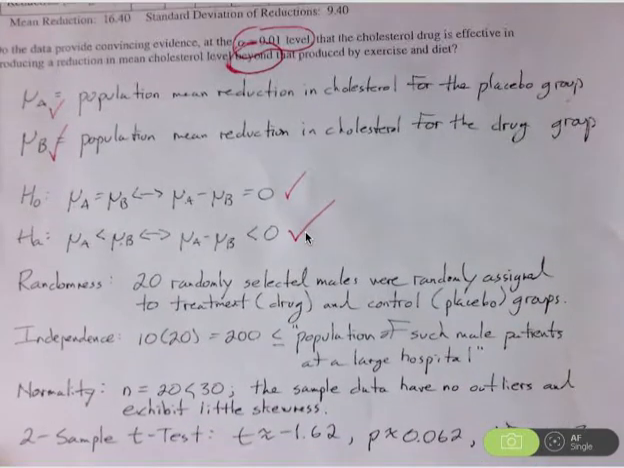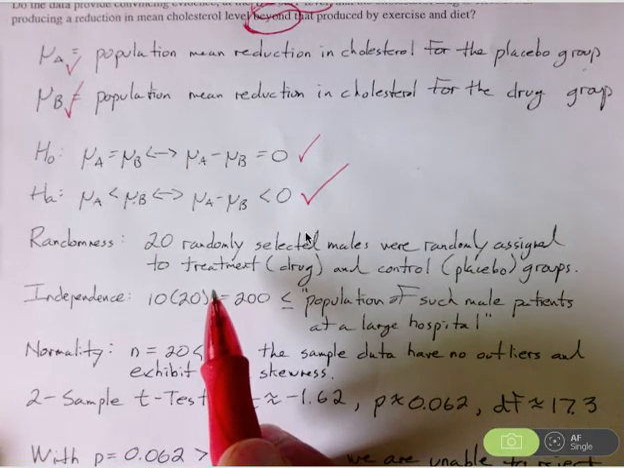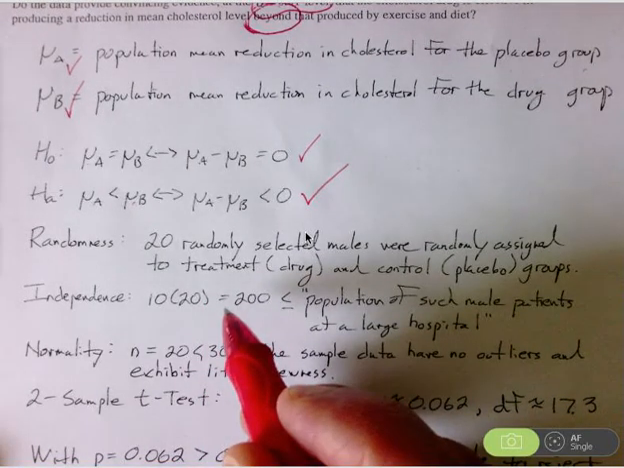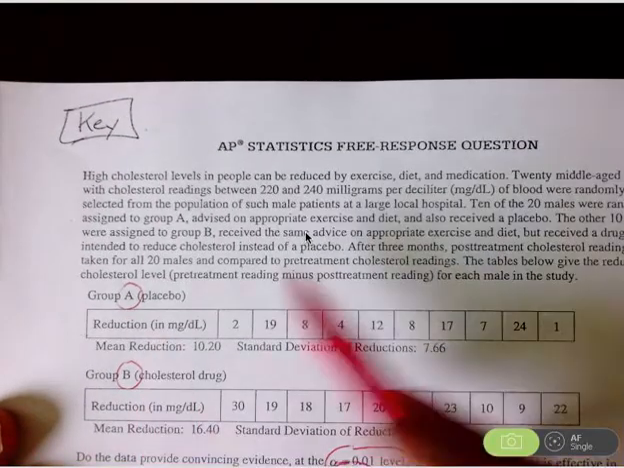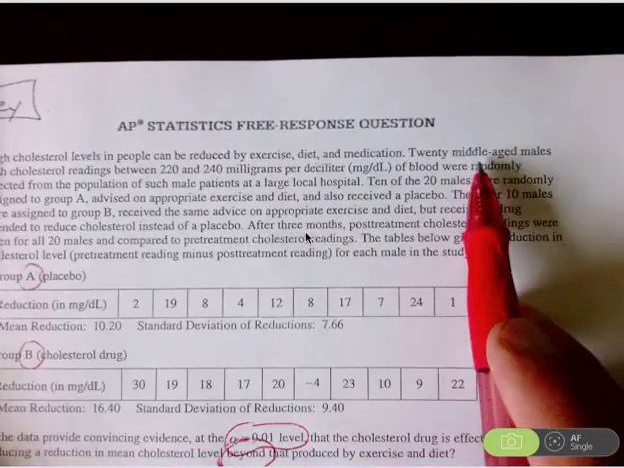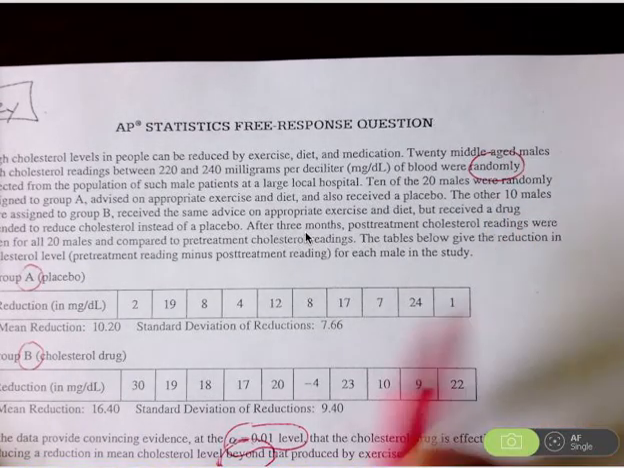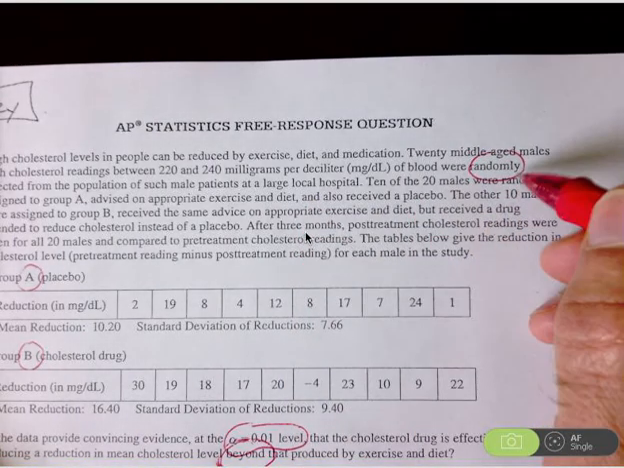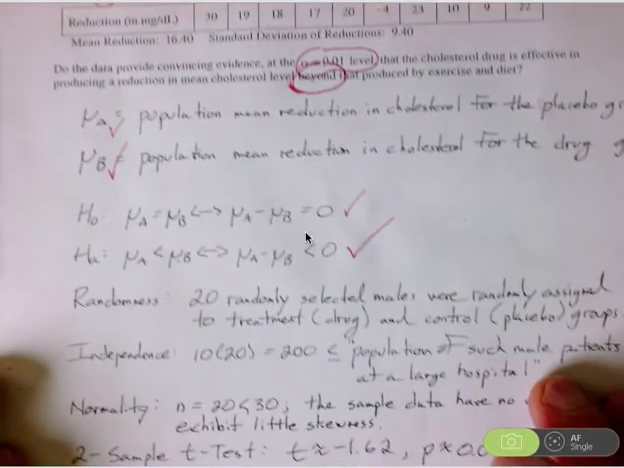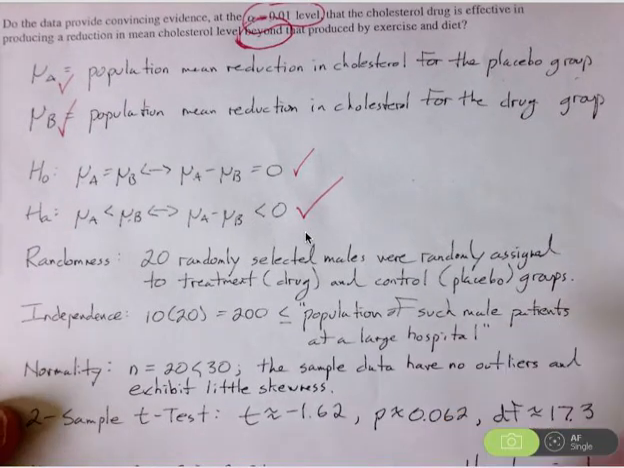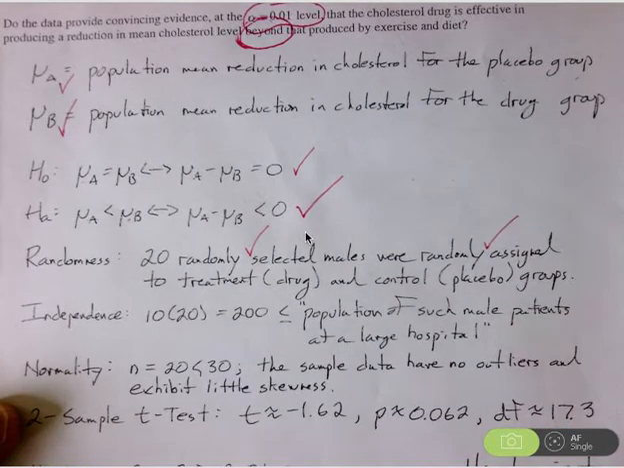So always check your conditions. There are 3 of them. The randomness condition, I would not use the word simple random sample here because there's no indication of that. But in the wording, if you go up and take a look at it, it says 20 middle-aged adults, and these were randomly selected from the population. Then 10 of the 20 were, there it is again, randomly assigned to group A, and so forth. So when you write about the randomness condition, I wouldn't use the word SRS, but you can mention that 20 randomly selected males were randomly assigned to the 2 groups.